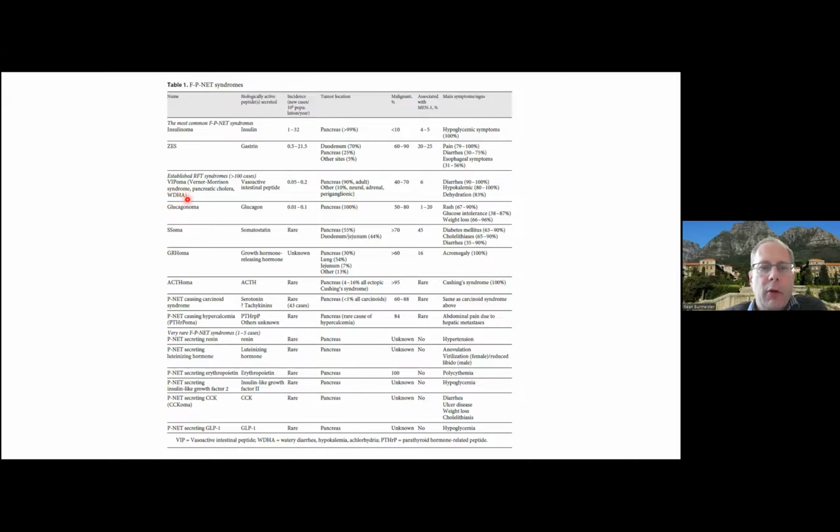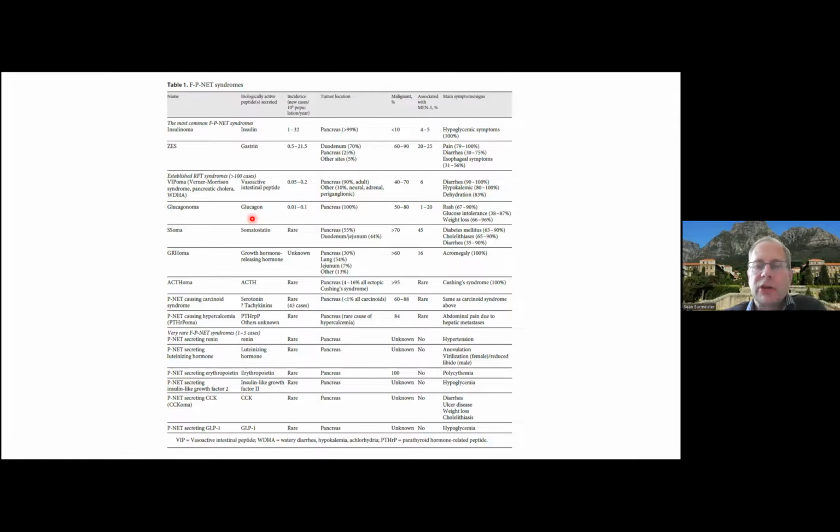Okay, all right, and then there's the less common things. So things like VIPomas, vasoactive intestinal peptide, which also results in a syndrome called the WDHA syndrome: watery diarrhea, hypokalemia, and achlorhydria. So the majority of tumors occur in the pancreas, although they can occur in some other sites. Again, a majority are malignant, and we've mentioned the typical syndrome: diarrhea, hypokalemia, dehydration, and acidosis.